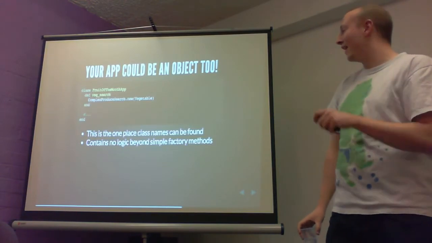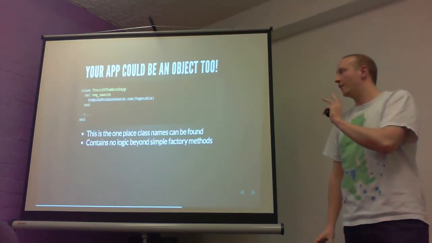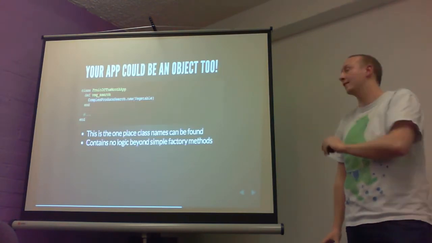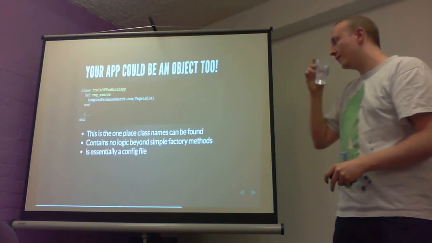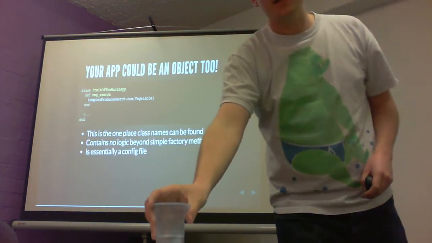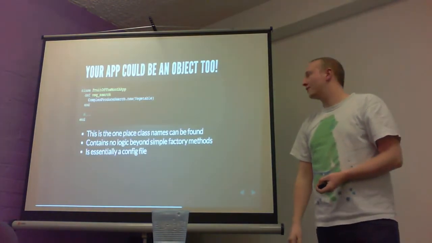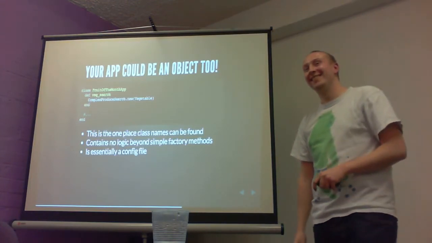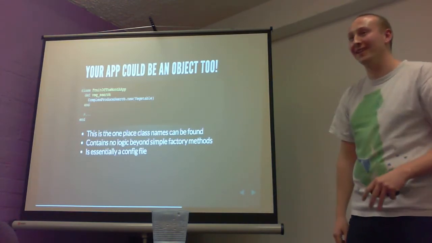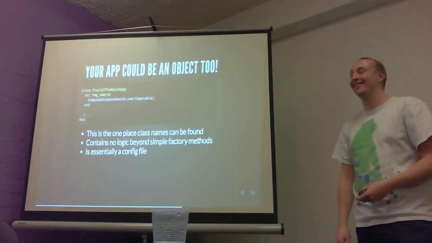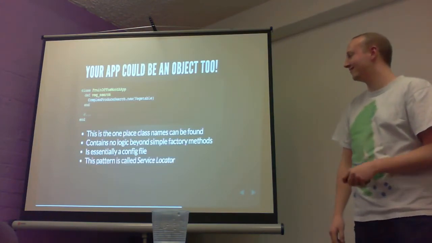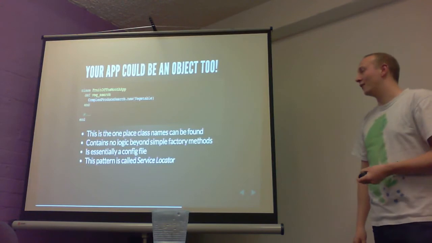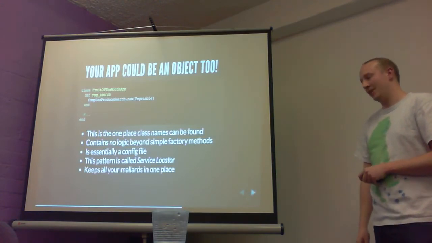So we don't test this. This is very much an integration point. There's no logic here. It's just plumbing basically. So we just have simple factory methods, and it's essentially a config file. If this was the 90s and we were doing Java, this would be the most awesome XML file. This doesn't even need to be code. We could just write this in text and parse it, though we probably don't do that. And this is the service locator pattern, if anyone's heard of that one. It keeps all your mallards in one place.